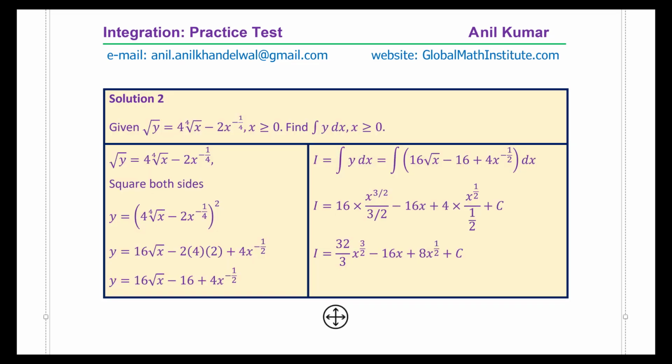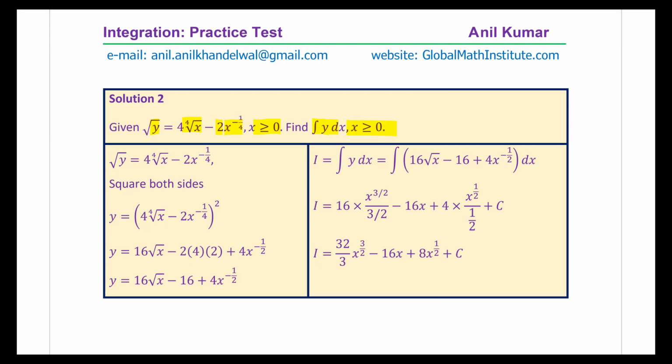Now let's look into the second question, which is: given square root of y equals 4 times x to the power of 1 over 4 minus 2 times x to the power of minus 1 over 4, where x is again greater than or equal to 0. Find the integral of y dx when x is greater than or equal to 0.